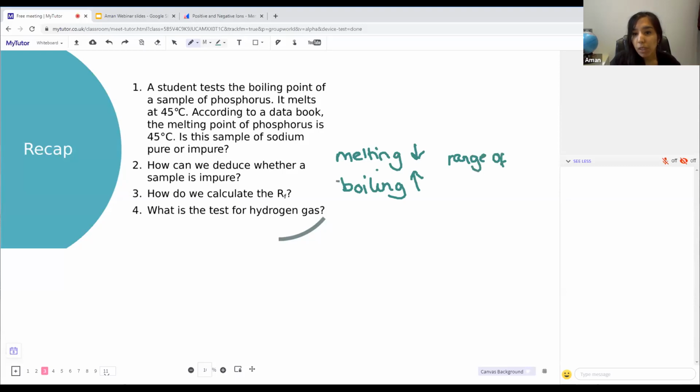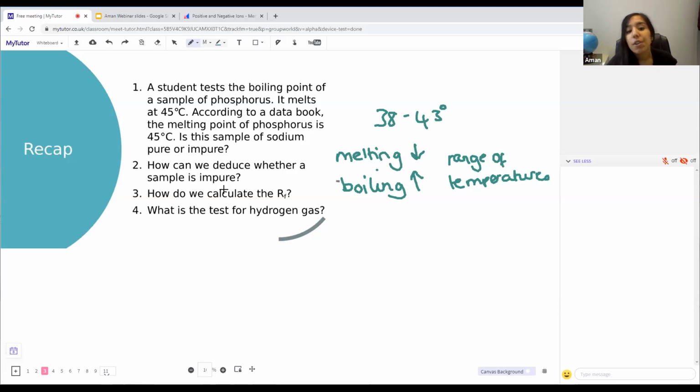So for example, if we're thinking about impure phosphorus, we might expect it to melt at about 38 to 43 degrees if it was an impure sample. So you can see that that is lower. The melting point is lower than the pure sample of 45 degrees and it melts over a range of temperatures. So well done to everyone that gave me answers like that.